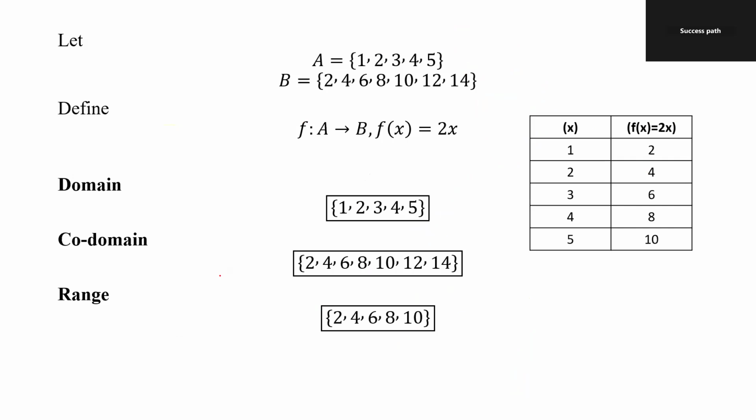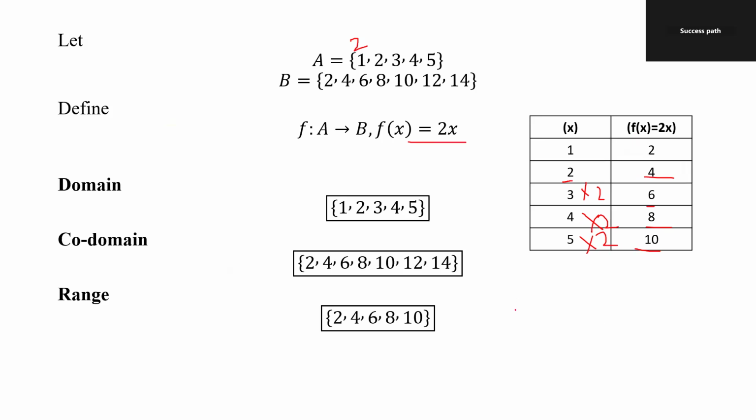Next one. Let A equal to this and B equal to this, they have given. Another example, f of x equal to 2x. So 1 into 2 is 2 it will come, 2 into 2 is 4 it will come, 3 into 2 is 6 it will come, 4 into 2 is 8 it will come, 5 into 2 is 10 it will be there. I didn't write it.